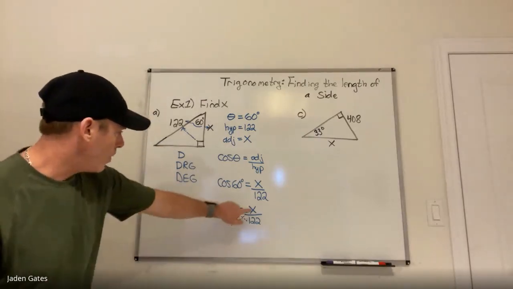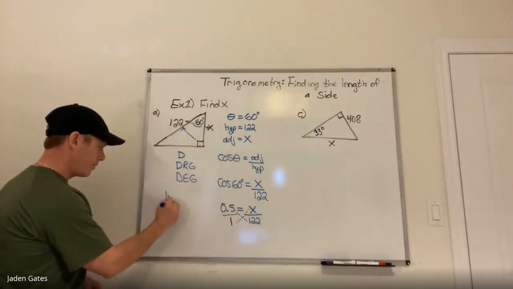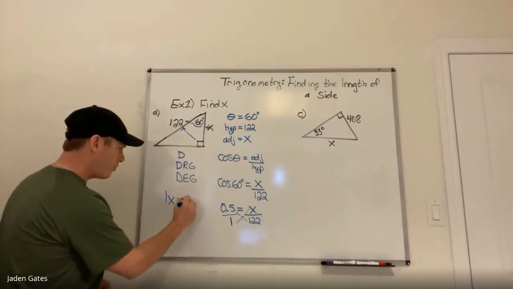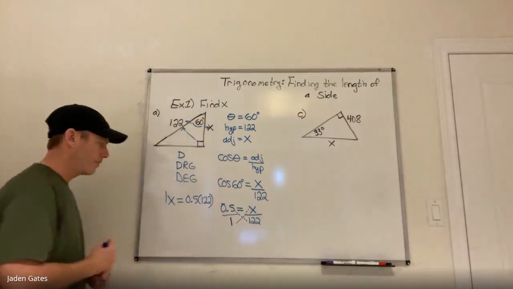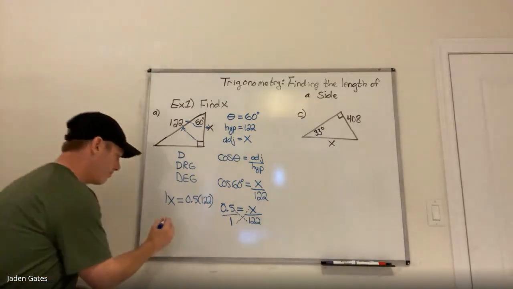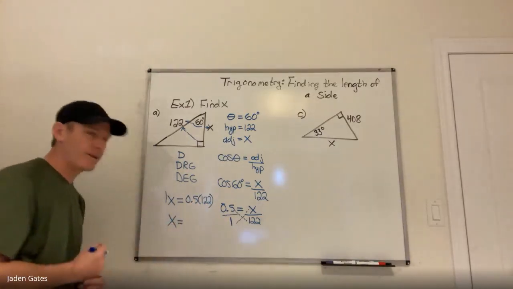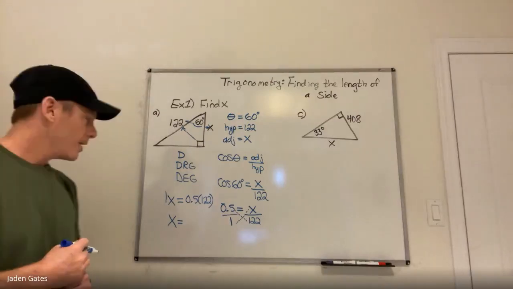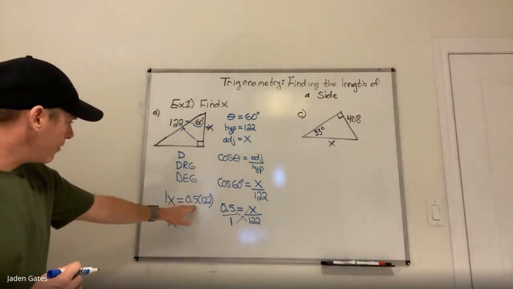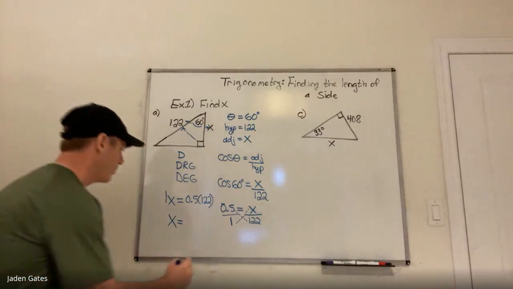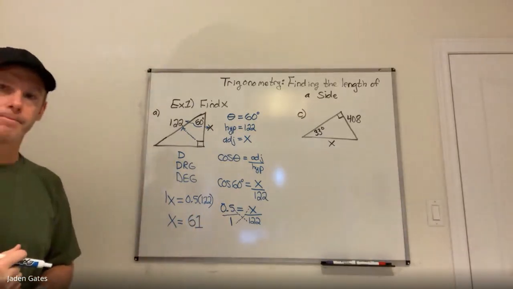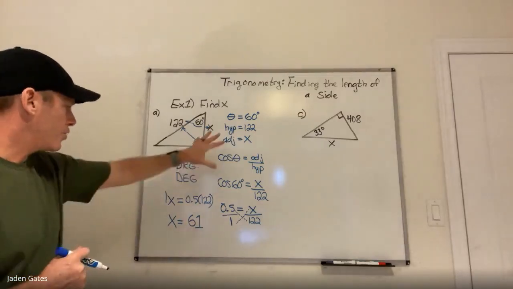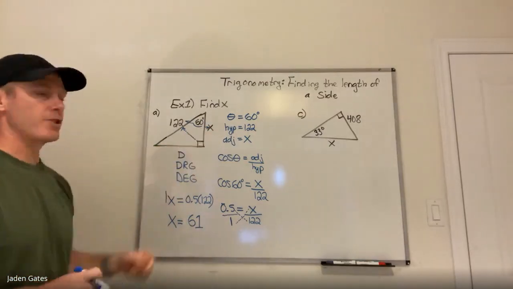And so I'm going to have 1 times x is equal to 0.5 times 122. Well, 1x, that's what I want. I want to know what an x is, or one of them. Then next, I just take 0.5 times 122, and I get 61. And there we go. That's using trigonometry to find the length of our side.